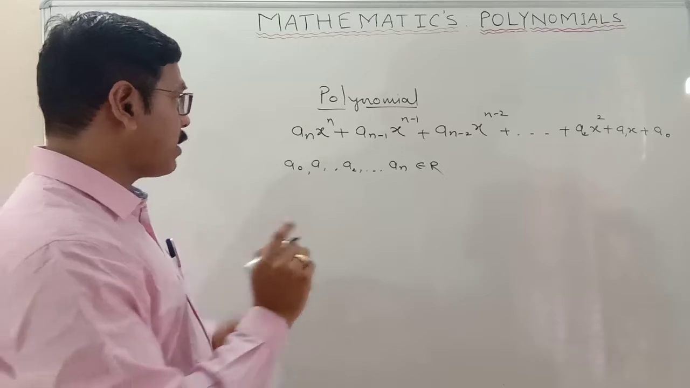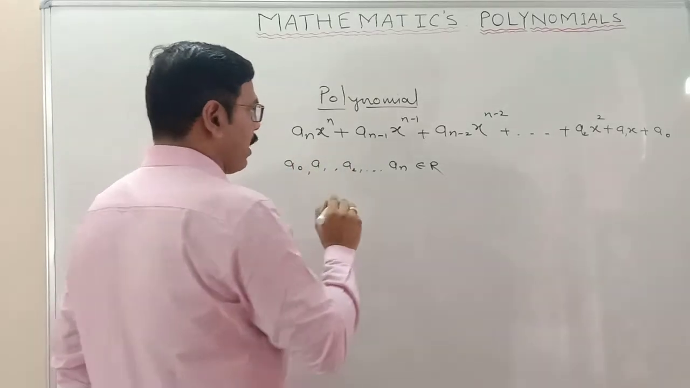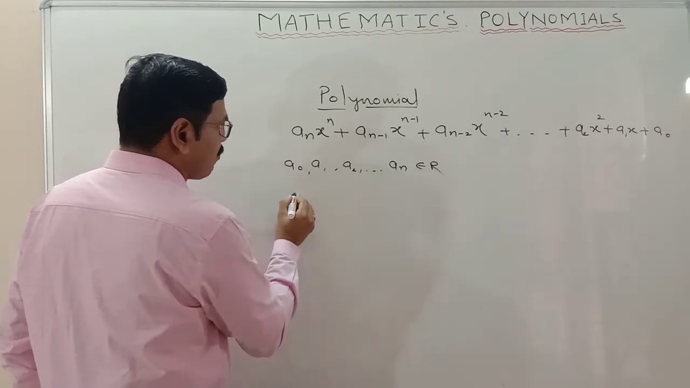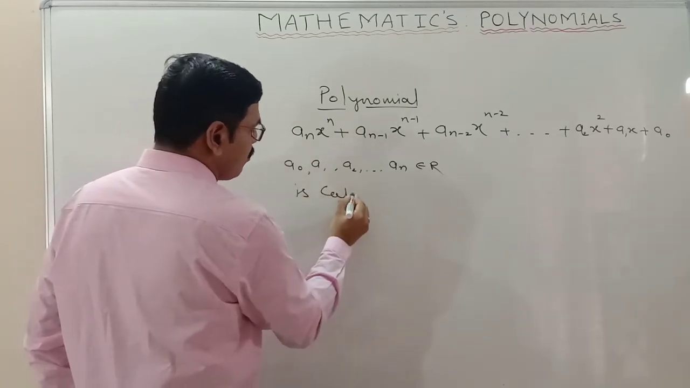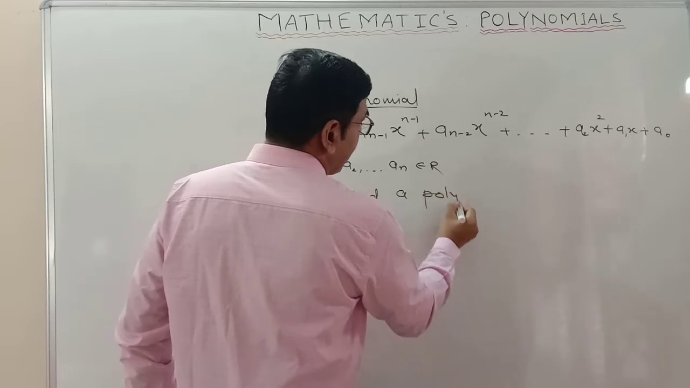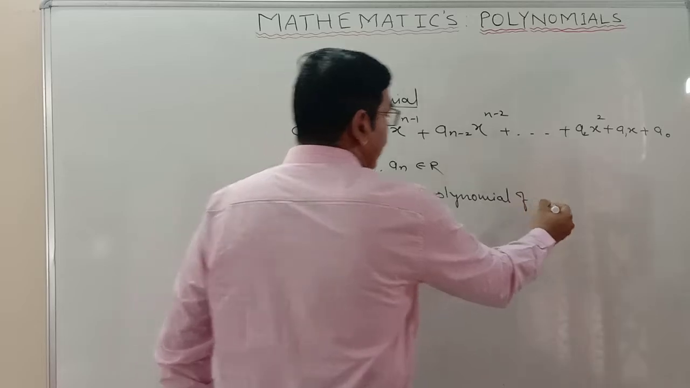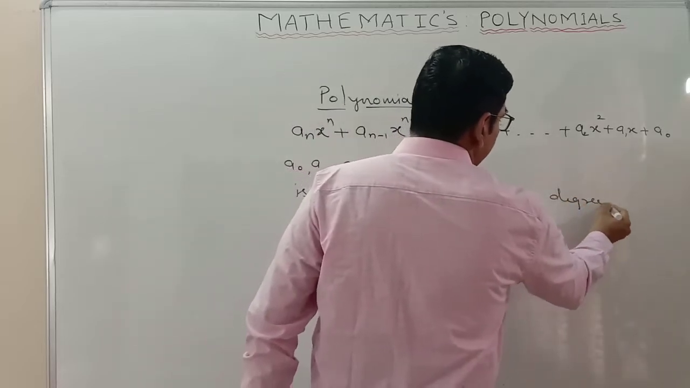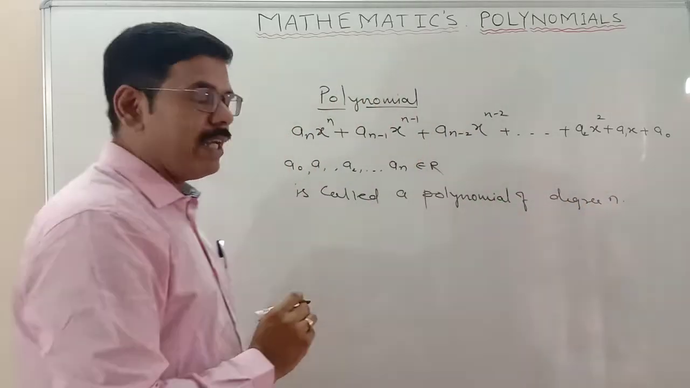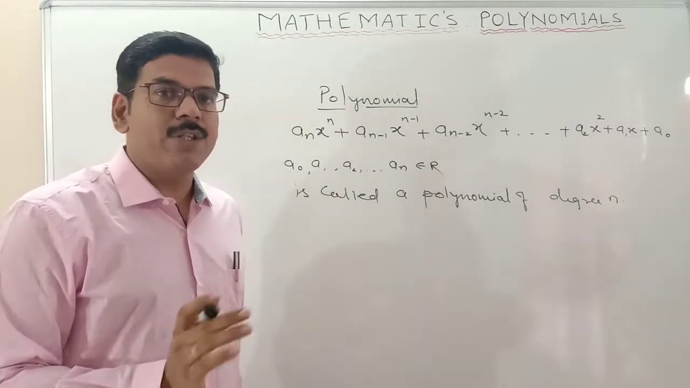Anything is possible. But the power of x will always be a whole number. Okay, and it is called a polynomial of degree n. Degree is very important. On the basis of degree, you can divide the polynomials in many ways.